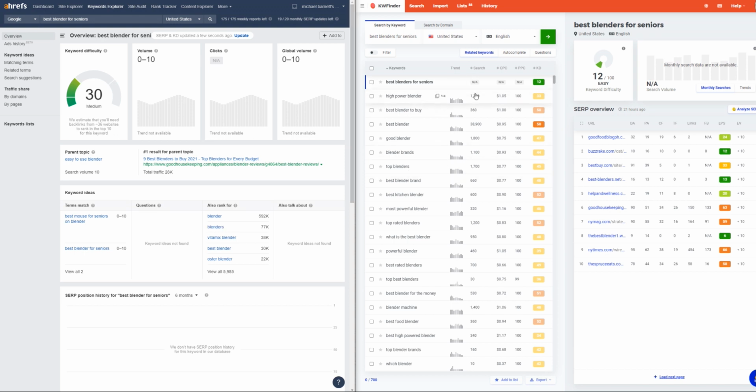Okay, so we've got KWFinder on the right, we've got AHRefs on the left. I should say very quickly that what I usually look for in the top 10 of the SERP results for a phrase or a keyword is at least a couple of websites with a domain authority under 20. I want to see if the intent of the article matches the intent of the search term.